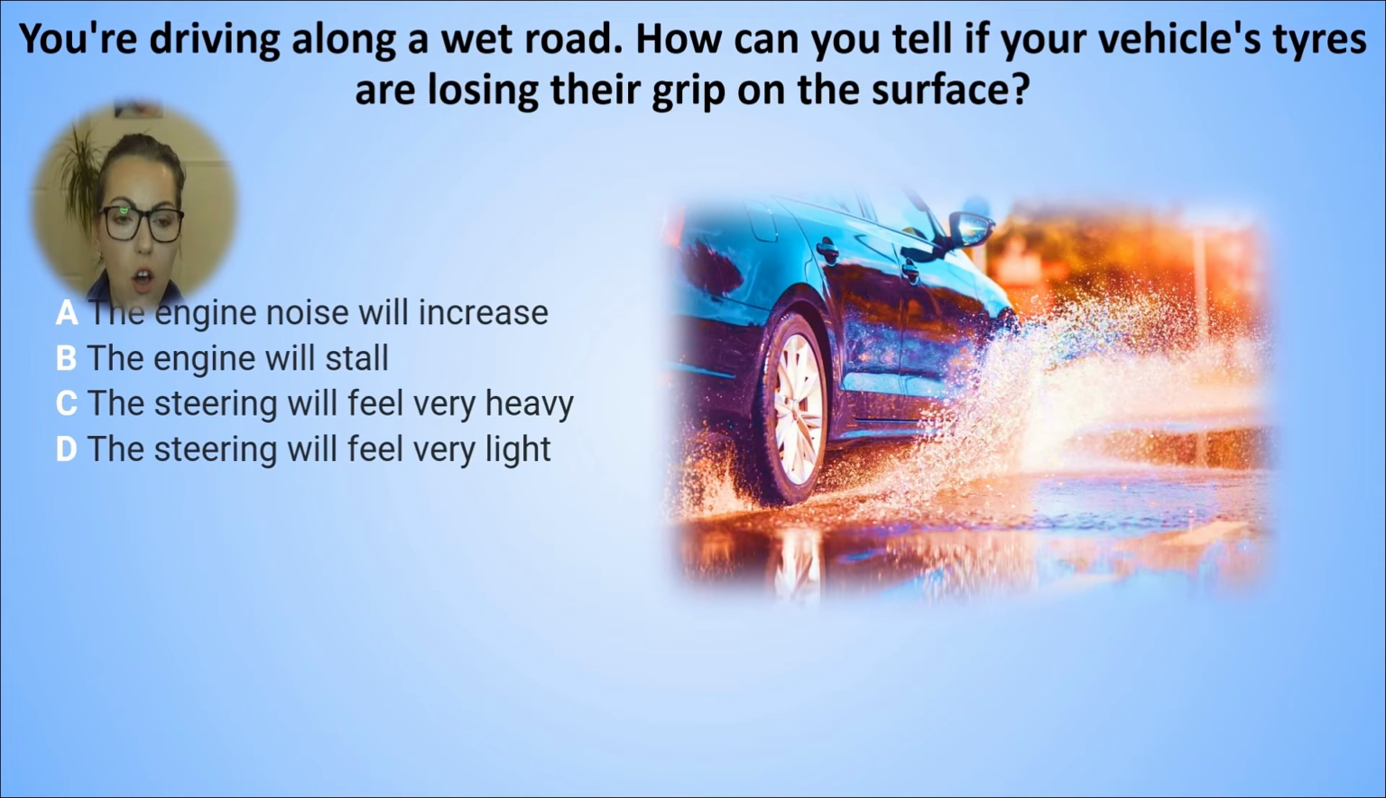You're driving along a wet road. How can you tell if your vehicle's tires are losing their grip on the surface? A. The engine noise will increase. B. The engine will stall. C. The steering will feel very heavy. D. The steering will feel very light. And the countdown begins now.